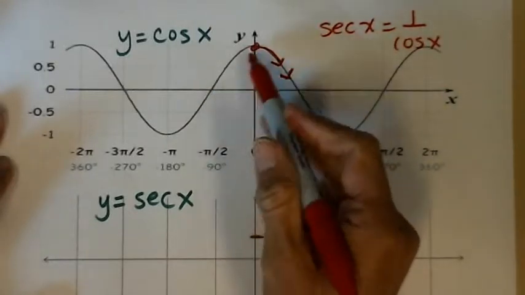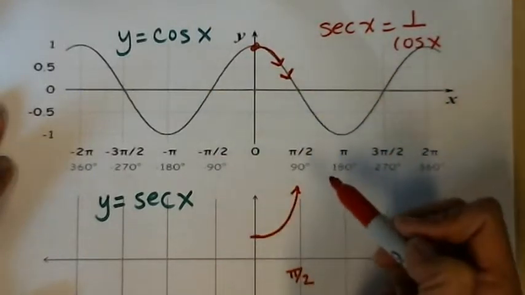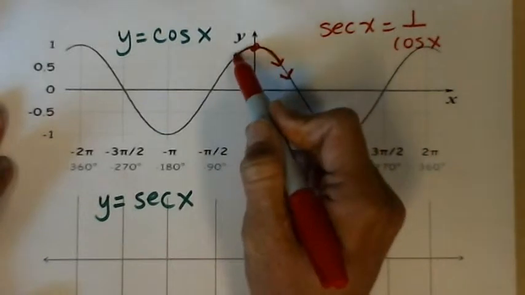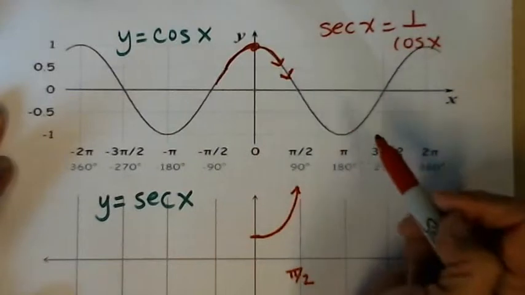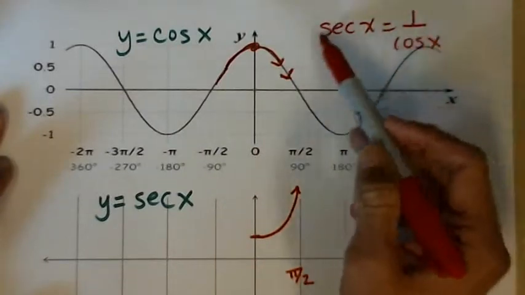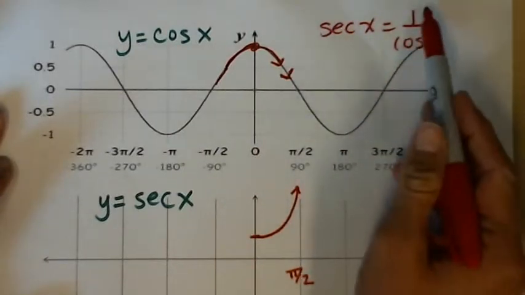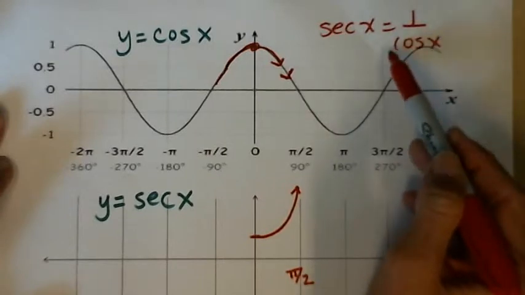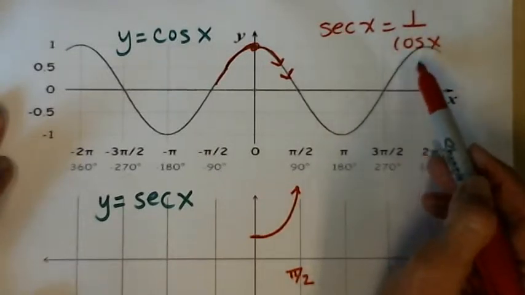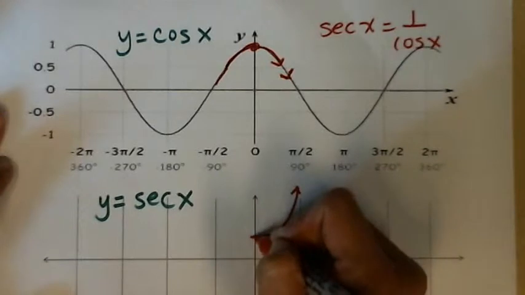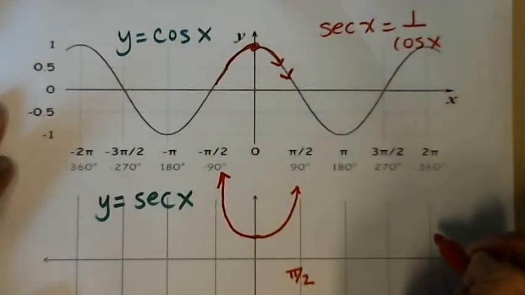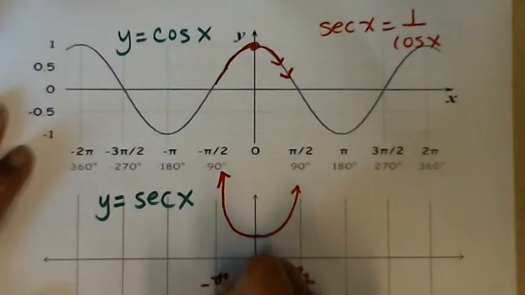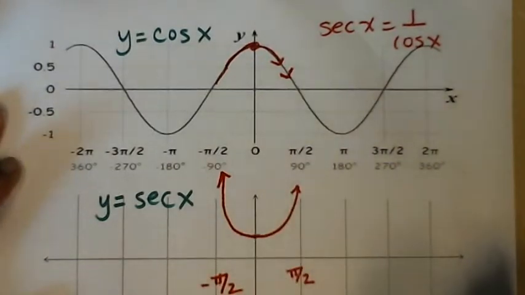What about over here on this left side between 0 and negative pi halves? Notice my cosine values are positive and getting smaller. So my secant values, positive 1 divided by positive numbers from the cosine, positive and small on the bottom means positive and really big for secant. So at negative pi halves, I also have a vertical asymptote in the positive direction.